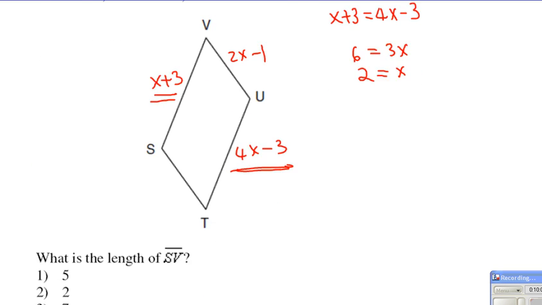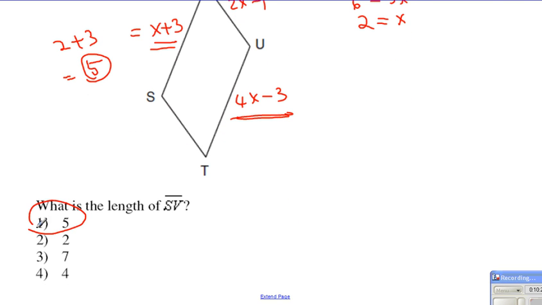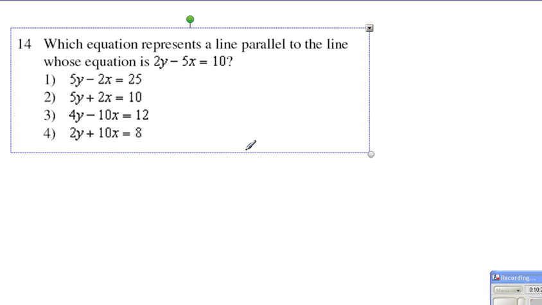Now, let's look at the question. The question is, what is SV? Since x was equal to 2, this becomes 2 plus 3, which is equal to 5. That becomes our final answer, which is choice number 1. Right, next.